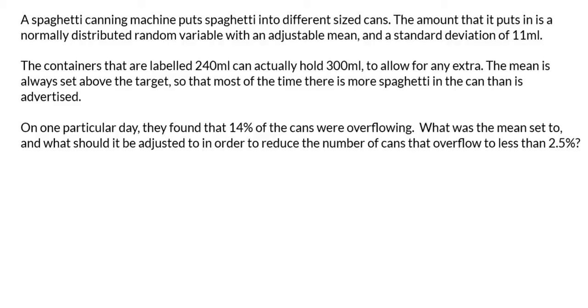What was the mean set to, and what should it be adjusted to in order to reduce the number of cans that overflowed to less than 2.5%? Okay, so we've got a couple of parts to this question. The first thing I always do whenever I'm doing a question like this is I draw my standard normal curve. Right, and we know that 14% of the cans were overflowing.